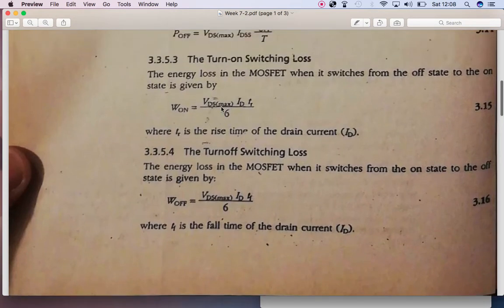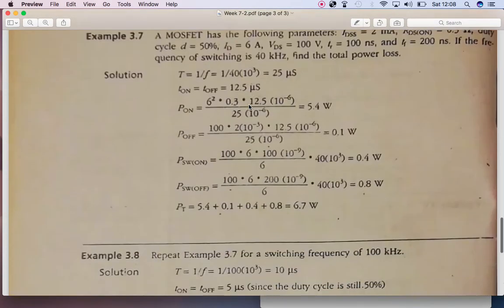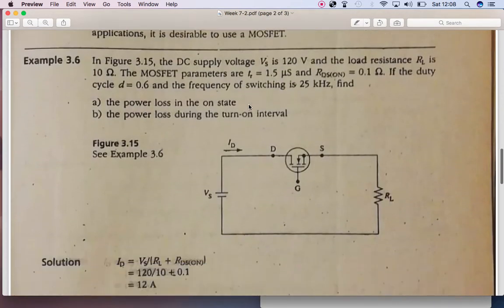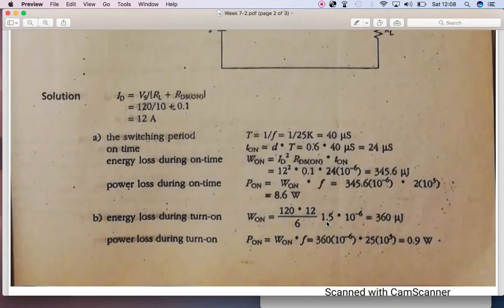So we have put these values which are given over here: the output current, the output voltage, and the turn on time. So we have the value of the turn on time, which is already given over here. We are putting the value of the output current and the output voltage, and then we divide it by 6 over here. So we calculate the value of energy loss during the on state, and after that we multiply this expression by the frequency of operation of the device to calculate the power loss during the switching on state. So this is this power.